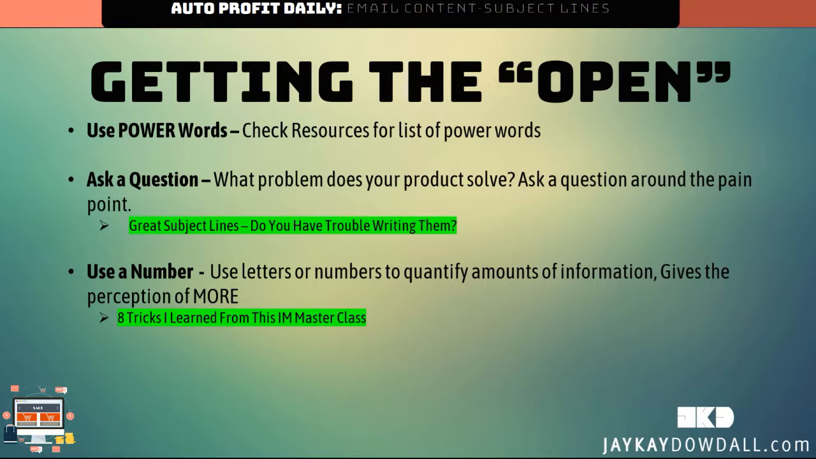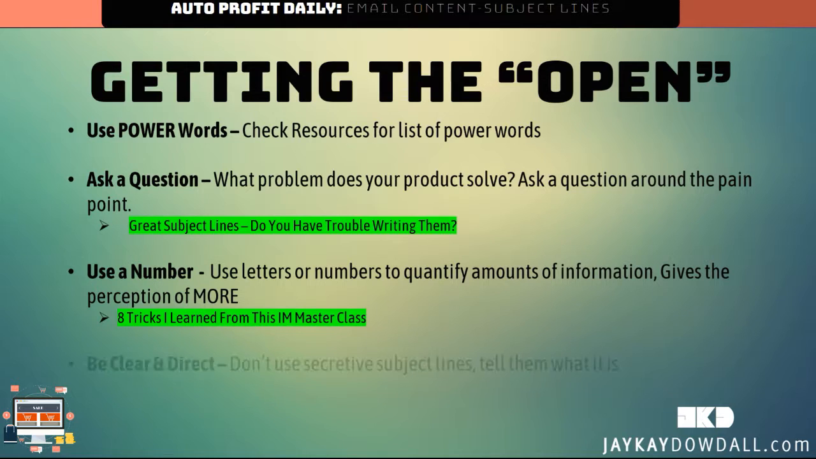You actually want to choose a number like 8, or whenever possible, you can also use a prime number, so 7. And a prime number is obviously a number that's only divisible by itself or 1. So 7 tricks that I learned, or 13 tricks that I learned. Any prime numbers generally seem to get the best open rates. I'm not sure why that is, but I think it's just those numbers stand out a lot more in the subject line.